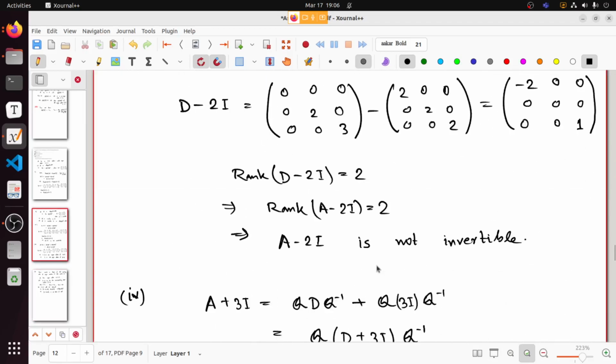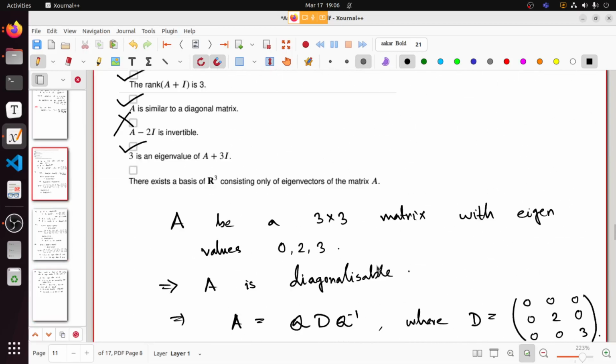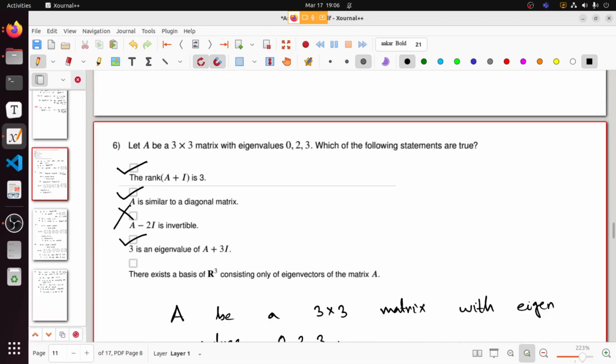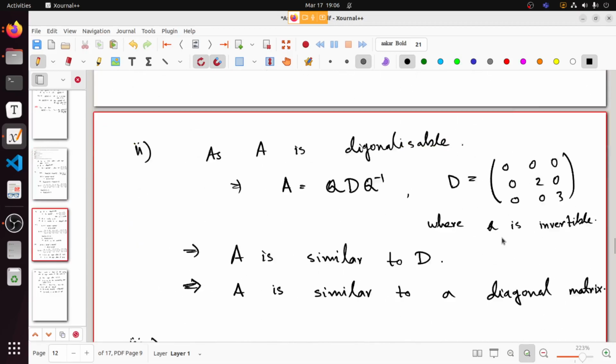So option number 5 is also correct. There is a basis of R3 consisting only of eigenvectors of the matrix A. So option number 5 is also true. So question number 6 is done. Let's move to question number 7.